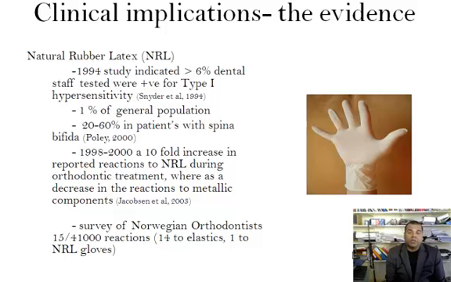A 1998 to 2000 study showed a tenfold increase in reported reactions to NRL during orthodontic treatment, whereas a decrease in the reaction to metallic components also occurred, in a study by Jacobs and McDonald. A survey of Norwegian orthodontists showed 15 out of 410,000, or 41,000 reactions, mainly to elastics and NRL gloves.